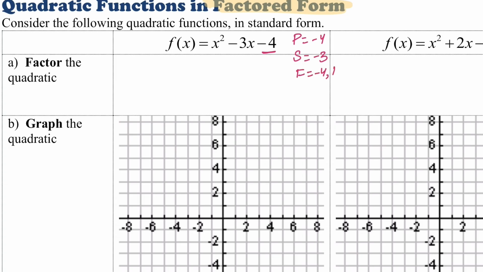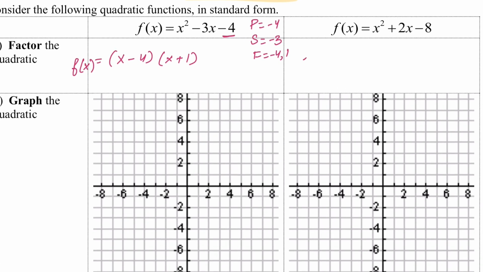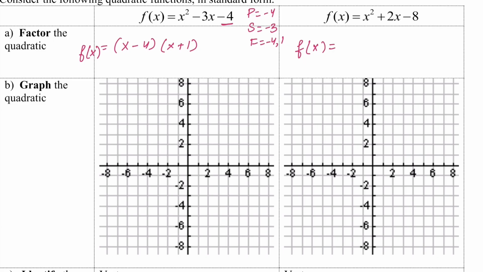So we can write x minus 4 and x plus 1 as our f of x, or y, right? Same thing over here, f of x, our factors. Take a moment, try doing this on your own. Product is -8, sum is 2, factors will be 4 and -2. So we'll have x plus 4 times x minus 2.